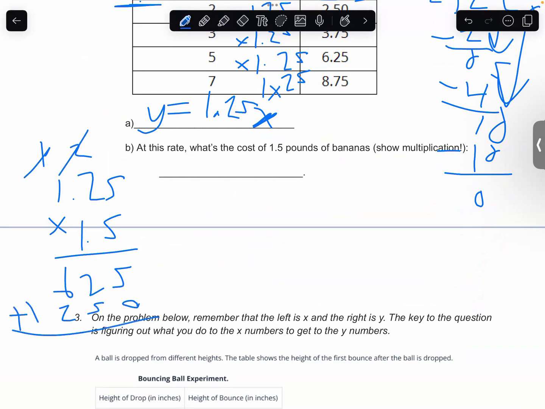So we get 1875. So 1, 2, 3 decimal places in the problem, so 3 in the answer. Okay, American money, though, we have 2 decimal places. So the 5 tells the 7 to go up to 8. So it's not $1.87. It's $1.88.